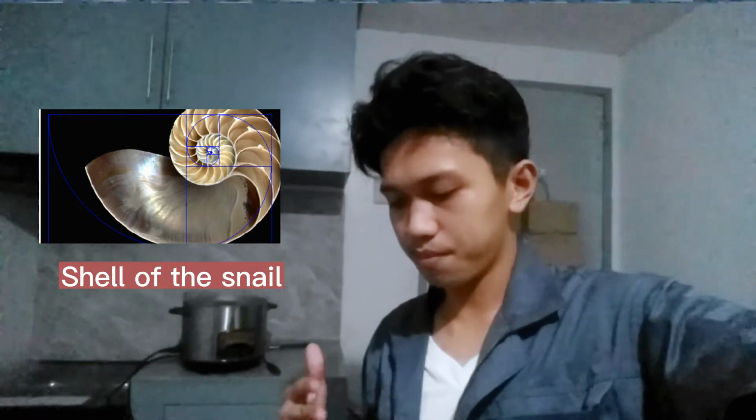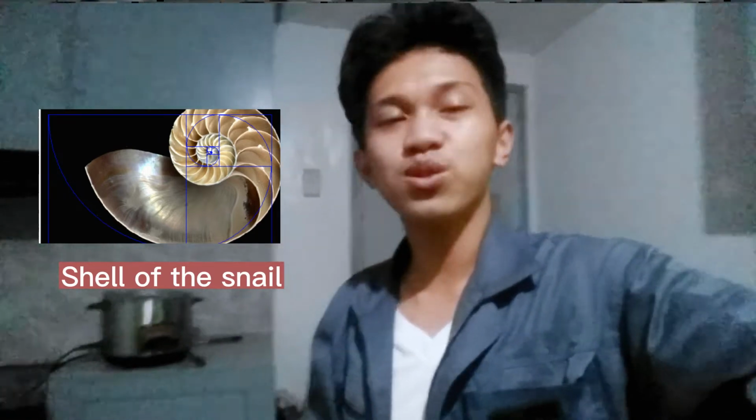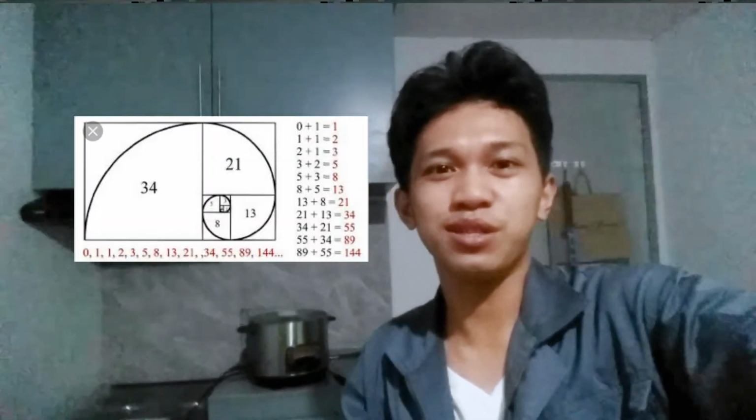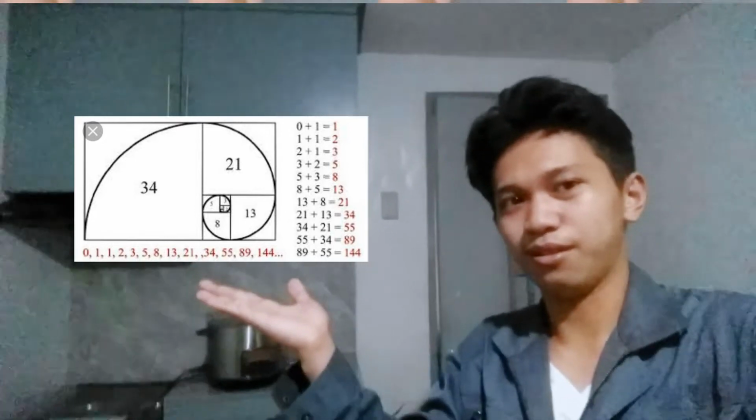And any circular shape follows the golden ratio. And I will show this, the example of the Fibonacci sequence, here on the left side, right.